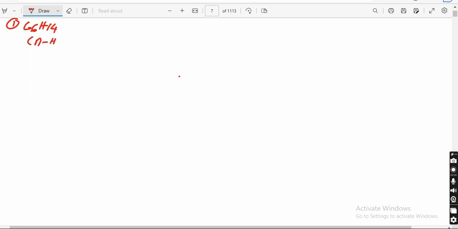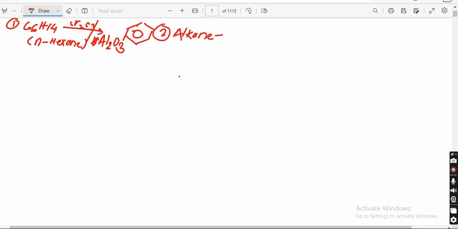N-hexane. What is this? N-hexane. So we should react this with Cr2O3 and Al2O3. This is alumina and this is your chromium oxide, right? When you react this N-hexane with this, aromatization occurs. What occurs? Aromatization occurs, and this converts C6H14 into benzene. Okay, good.